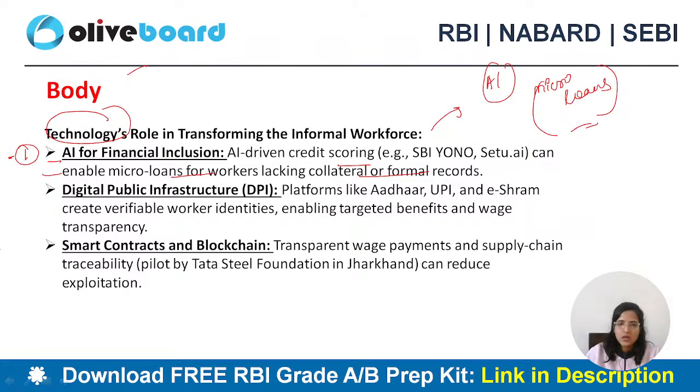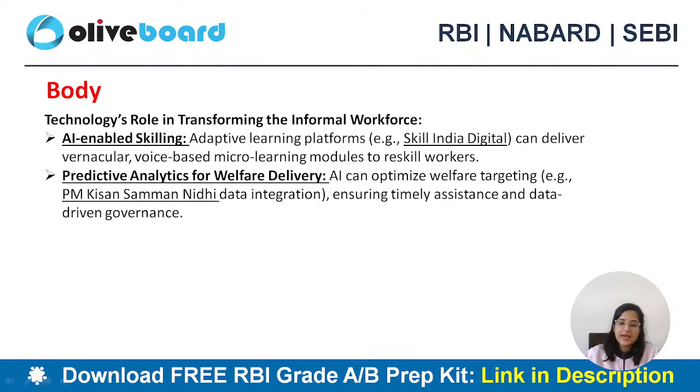Right? Then DPI, digital public infrastructure. We have platforms like Aadhaar, UPI, eShram, which create verifiable worker identities, enabling targeted benefits and wage transparency. Then smart contracts and blockchain: transparent wage payments, supply chain traceability. They can reduce exploitation. Right? Then AI-enabled skilling.